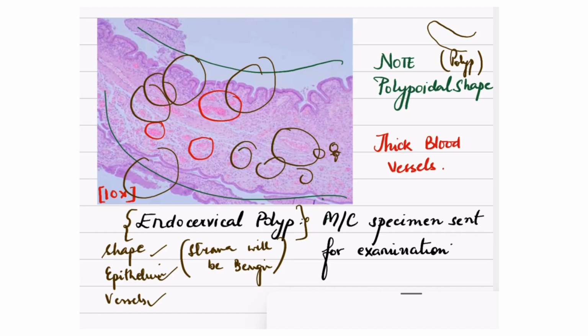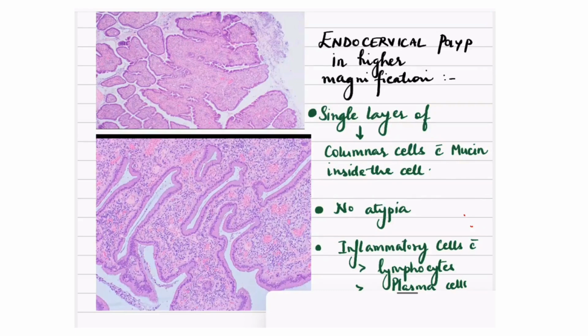Kindly correlate clinically with your surgeon or a gynecologist who has sent you the sample, because that will help you a lot. This is an endocervical polyp in higher magnification. What do you see? I see columnar cells beautifully lined up in a very benign way, as if there is a symmetry to them. Okay, and yes, you can see that mucin collection is also there inside the cell. So here, because of mucin collection, nuclei are pushed upwards instead of down. They are pushed upwards, or they'll look displaced.